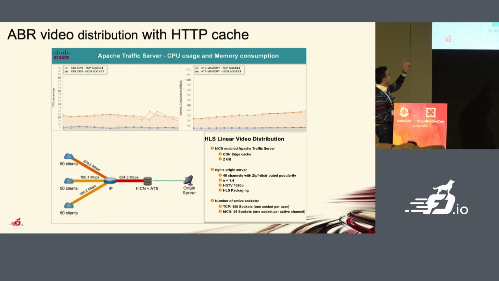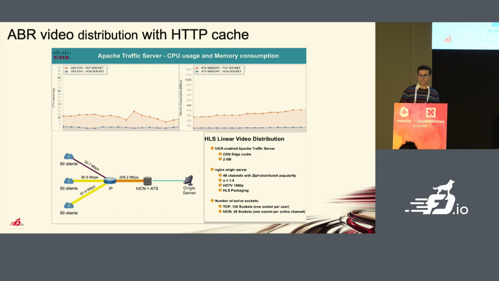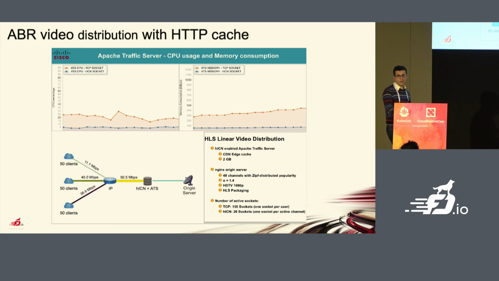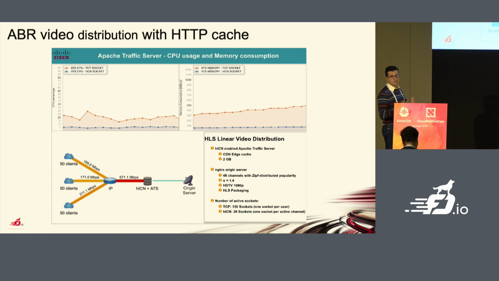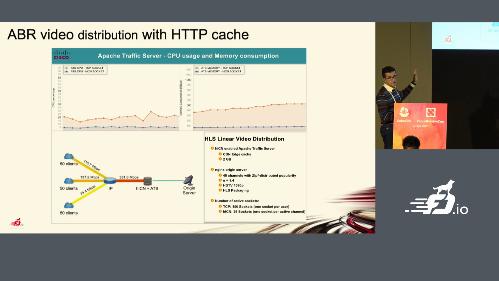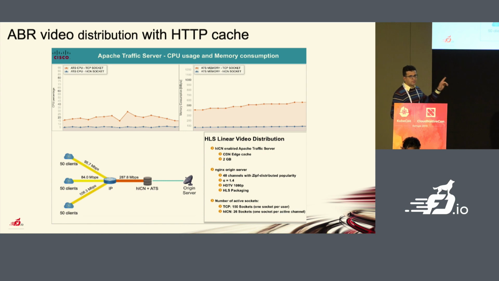And then we're essentially comparing what happens when we have an ATS web cache, an Apache Traffic Server web cache, that is used with either a TCP or an hiCN socket, the producer socket in this case, and when you have several users asking for different channels randomly following a given distribution, so there are more popular channels that are more frequently requested by users. We have 150 users asking for a group of, I think it was 150 different channels.